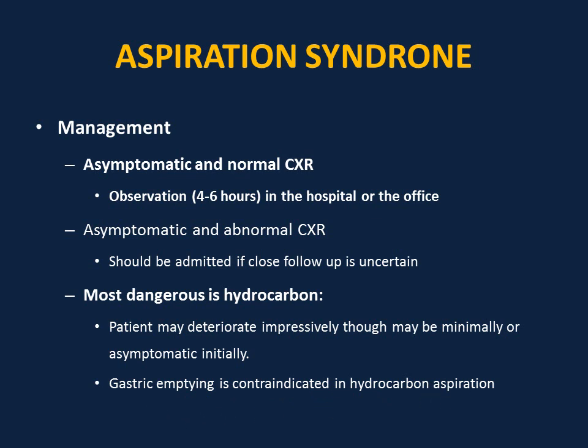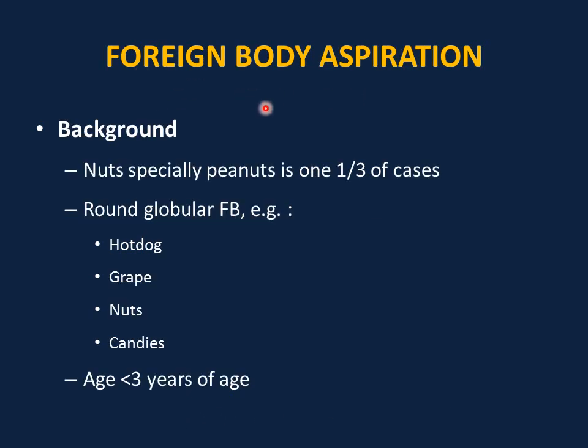Very important: foreign body aspiration is very important to keep in your differential for any child presenting with persistent cough. Nuts, especially peanuts, are 1/3 of the cases. Other foreign bodies can be aspirated: hot dog, grape, nuts, candies. The most common age is less than 3 years. Hot dog actually can cause sudden death. It's very dangerous to give to very young children.